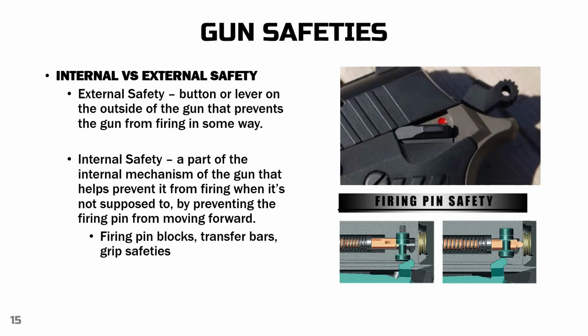And then we have internal safeties. So internal safeties are a part of the internal mechanism of the gun that helps prevent it from firing when it's not supposed to. It in some way prevents the gun from firing, usually by preventing the firing pin from moving forward. These are firing pin blocks, transfer bars, or grip safeties. Grip safeties are the most visible. Looks like a little bit of a chunky lever on the back of the grip of a handgun, which you have to depress before you can pull the trigger and release the firing pin.